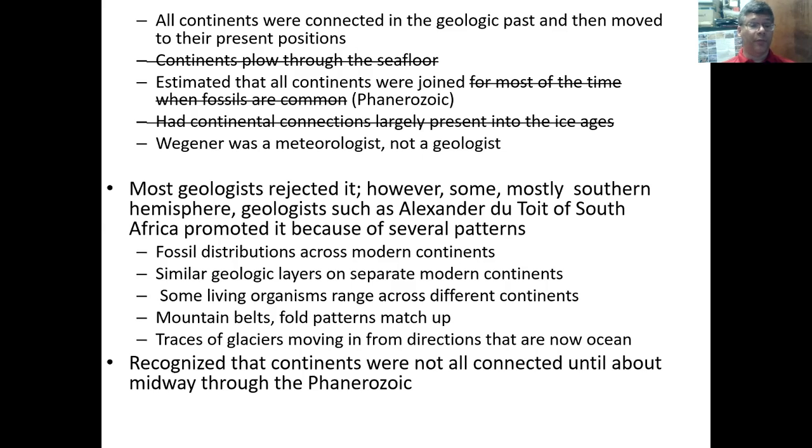Dutoit had additional information on the fossil distributions, in particular from South Africa, and studied the rocks there quite a bit. He did some schooling in Europe as well, but mostly in South Africa. And he also was able to get a grant to go over to South America, study the rocks there, and find quite a few similarities to the ones that he was familiar with from Africa. Again, geologic layers, mountain belts, folds, faults, things like that. He was able to find matches between Africa and South America.